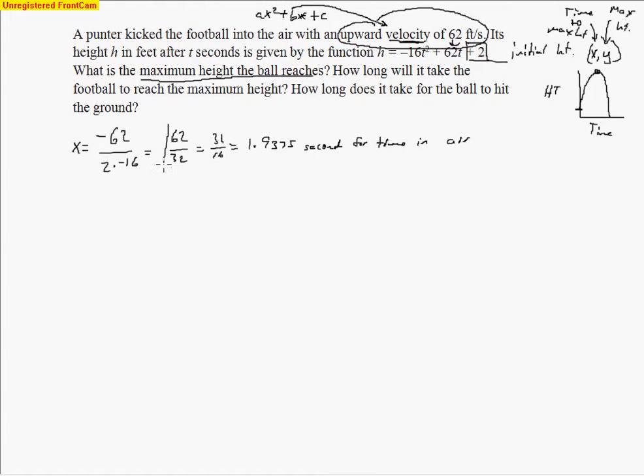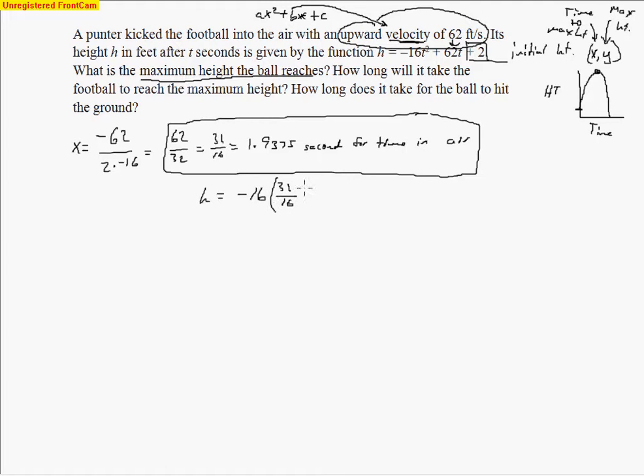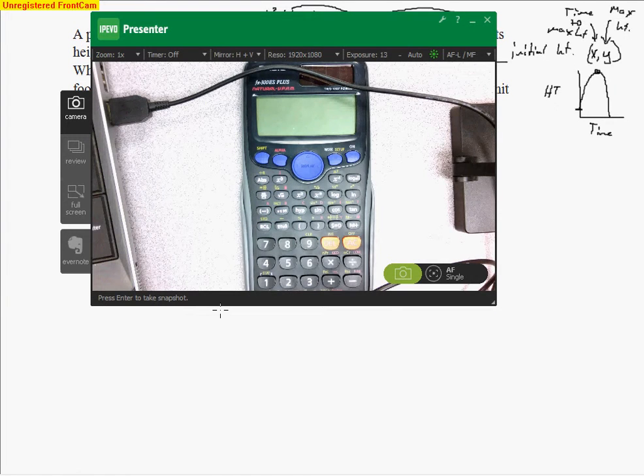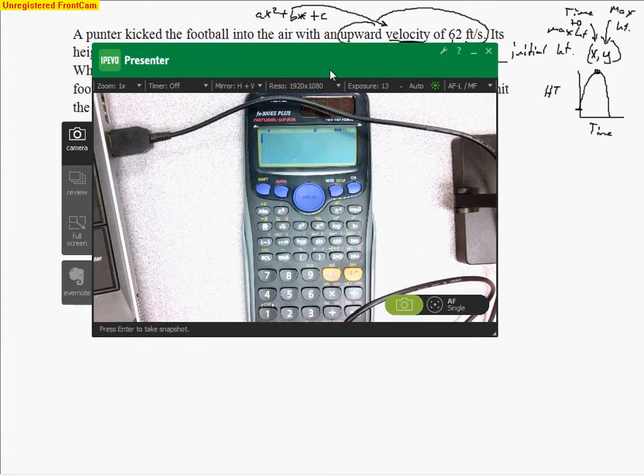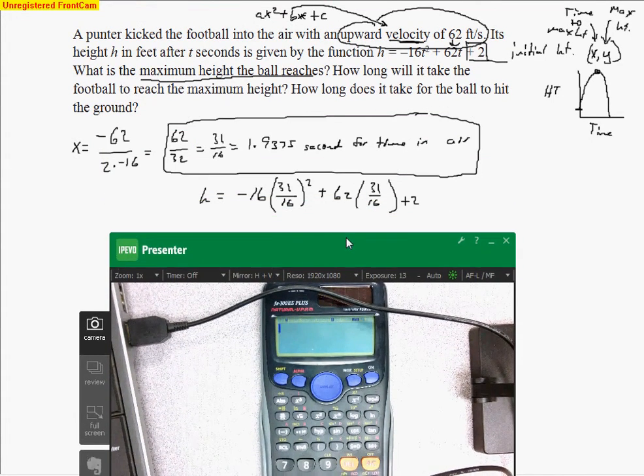So now what we can do is find out what the maximum height actually is. So we can take that answer and substitute into the formula. And so here's a good calculator problem. We've got negative 16 times 31 over 16, and we have to square that answer, and then plus 62 times 31 over 16, and then we go ahead and add the 2. So you can see how we can do it fairly quick on the calculator, and I've got one right here. So if we go ahead and turn it on, and then just plug in those numbers. Let me move this down a little bit so we can see what those values were. These are the numbers I need to plug in.